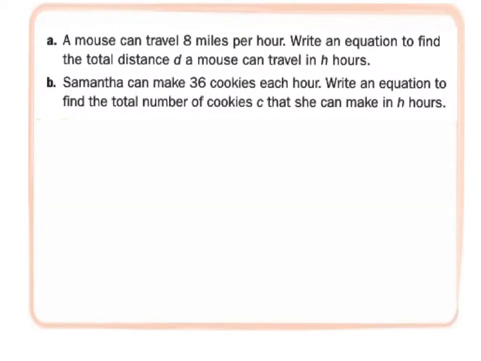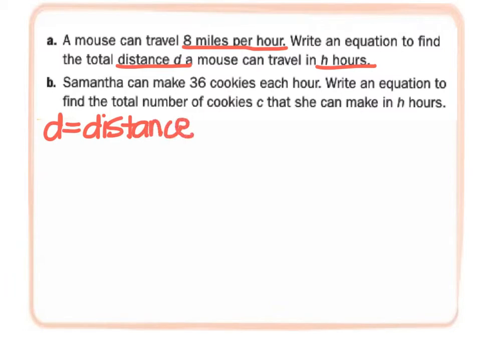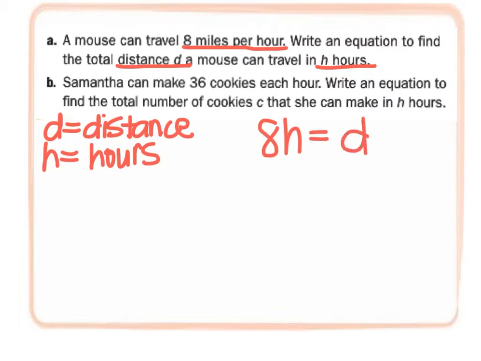Some more practice problems. Letter A: a mouse can travel 8 miles per hour. Write an equation to find the total distance, D, a mouse can travel in H hours. So D equals distance and h equals hours. Well, it's 8 miles per hour, so 8h equals the distance.